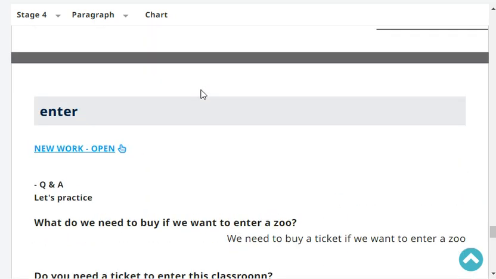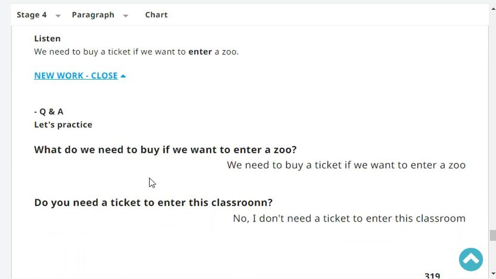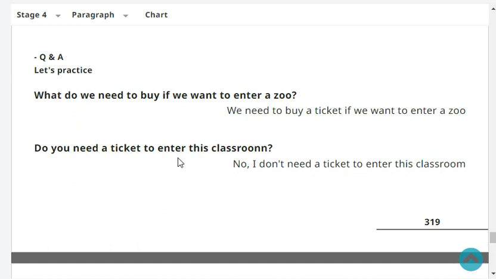Okay, repeat: enter. Okay, listen. We need to buy a ticket if we want to enter a zoo. Okay, let's practice. What do we need to buy if we want to enter a zoo? We need to buy a ticket if we want to enter a zoo.